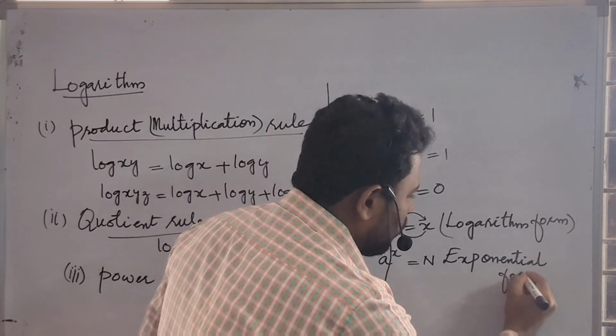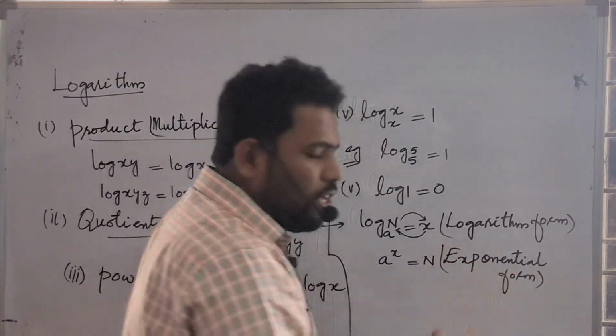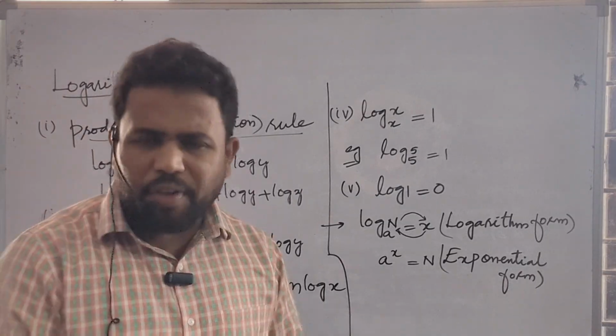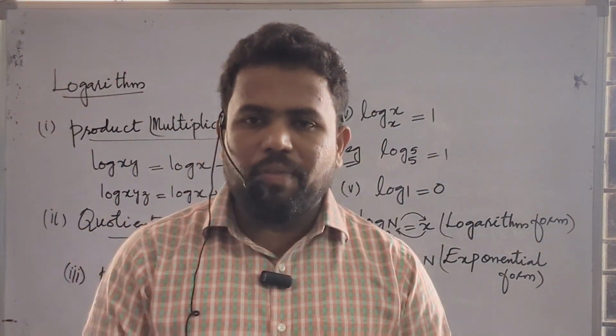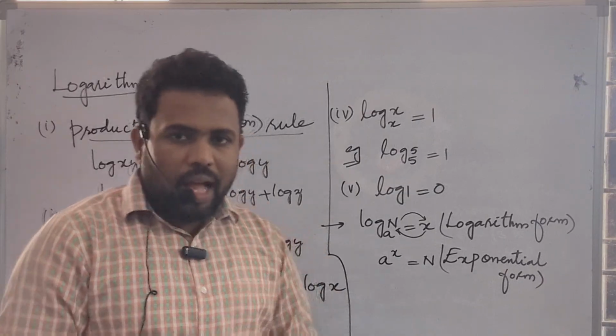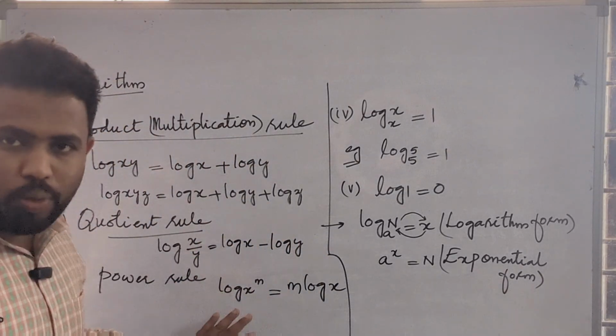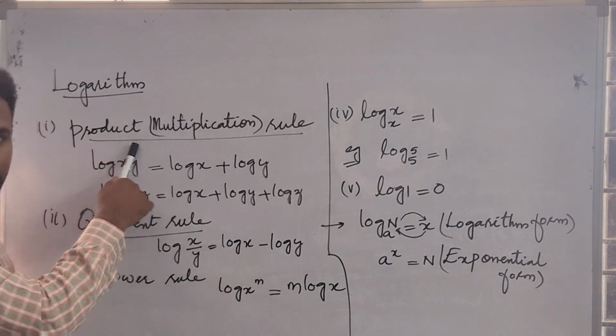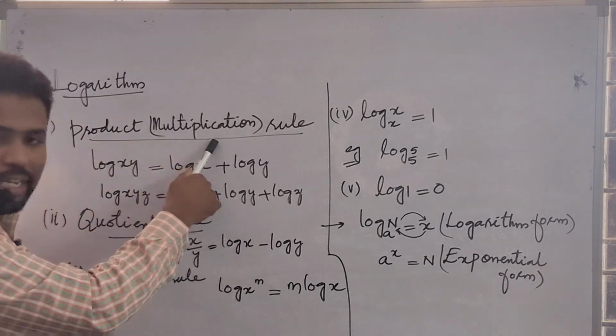Exponential form. Okay. So see, converting logarithm form to exponential form is not too difficult. In a very simple way, we can convert the logarithm form into exponential form. I hope you understood all these rules. Let me discuss one more time. The first rule is called the product rule. Product in the sense of the multiplication rule.